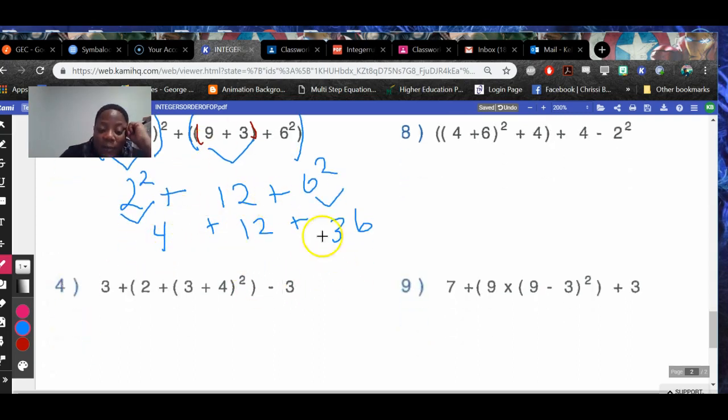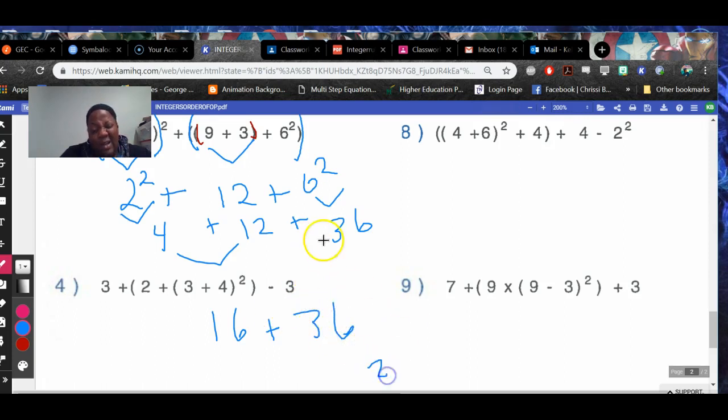So now I'm going to add or subtract whatever I see first. And as you can see, there's no subtraction, so we're just going to go straight ahead and add across. 4 plus 12, that's 16. Bring down what was left. So I have my 16 plus 36. So I will have 3, 4, 5. Oh yeah, I did it right. 52 would be your final answer for that.